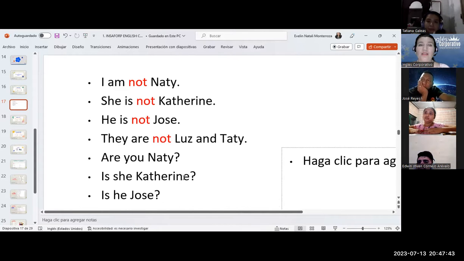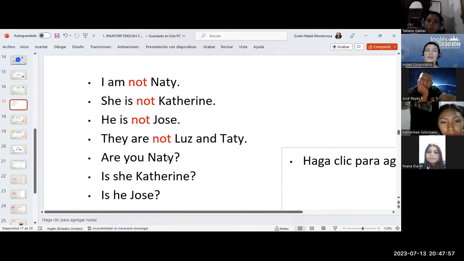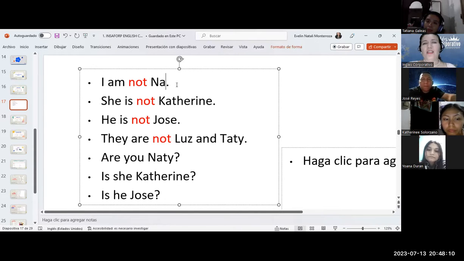Para la pregunta, si se fijan, ¿qué es lo primero que ponemos? El verbo to be. El verbo to be, exactamente. Después ponemos el pronombre personal. El pronombre y después el sujeto. In this case, are you Nati? Is she Catherine? Is he Jose? Right? And in this case, for the negatives, I am not Nati. Okay? Imagine that you are not very happy. So you say, I am not happy. Yo no estoy contento. I am not happy. She is not a teacher.